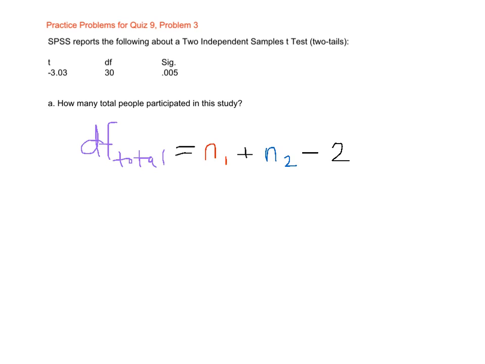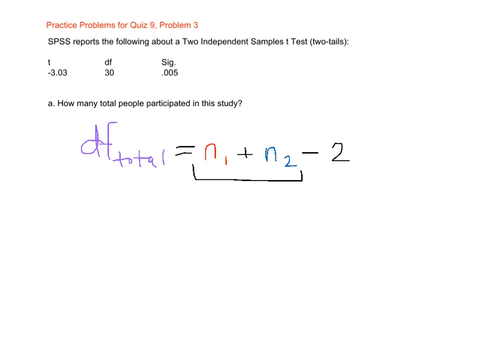So we really want to know what n1 and n2 are together. We don't really care what n1 is individually, and we don't really care what n2 is individually. We just want to know what they are together. So together, we can just figure out what these two are by adding 2 over here. So that's what I'm going to do. I'm going to solve that way.